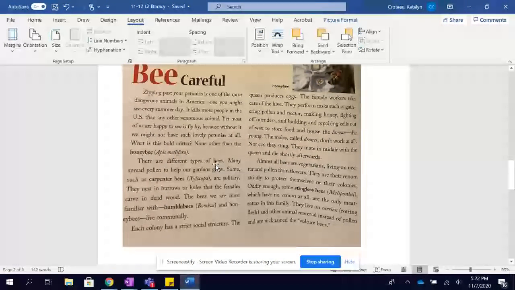There are different types of bees. Many spread pollen to help our gardens grow. Some, such as carpenter bees, name is Xylocopa, are solitary. They nest in burrows or holes that the females carve in dead wood. These are the bees we are most familiar with, bumblebees and honeybees live communally.